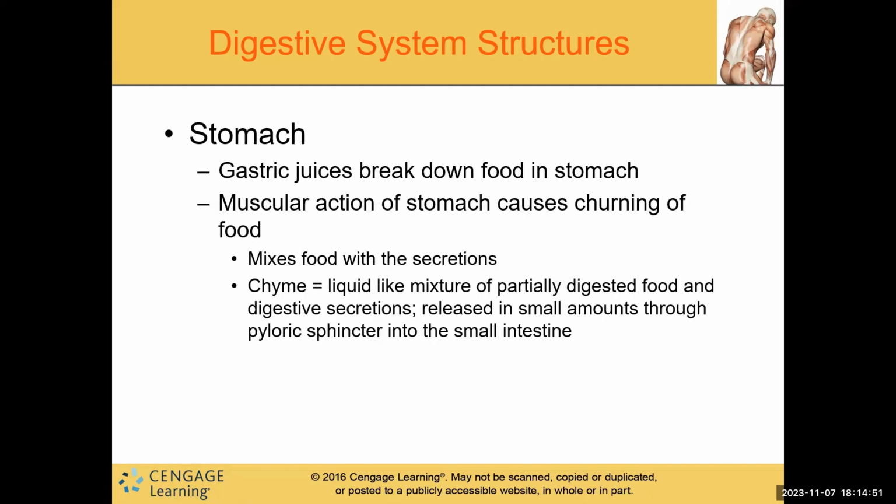The gastric juices in the stomach break down the food. The muscular action of the stomach causes the churning of the food. So it mixes the food with the secretions, breaks it down, and it becomes a mixture called chyme. It's a liquid-like mixture of partially digested food and digestive secretions released in small amounts through the pyloric sphincter into the small intestine. If you wondered what that looks like, if you vomit, that is chyme coming out. That means that for some reason, whatever is in that chyme may not be good for you, so your body may be trying to expel it.